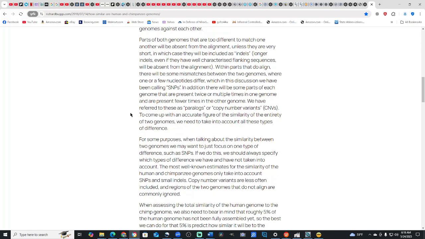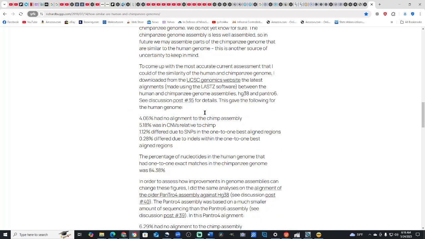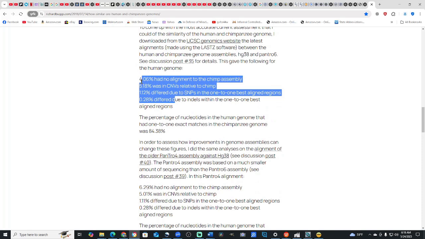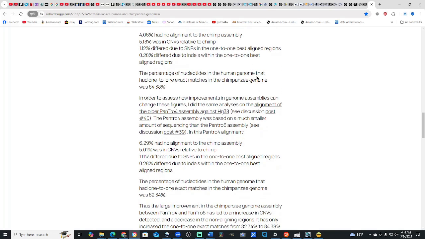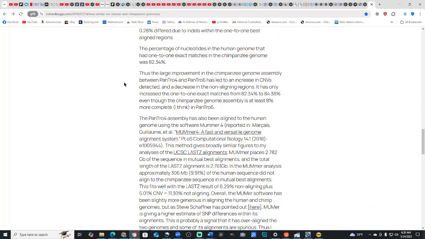All right, so we're going to move past that. He goes further into how he came up with it. Then he starts talking about the specific percent that had no agreement in the genome, and what he ultimately came up with. He came up with 84.38%. He goes through these figures again and says that's like 82.34%, so this was an older one.